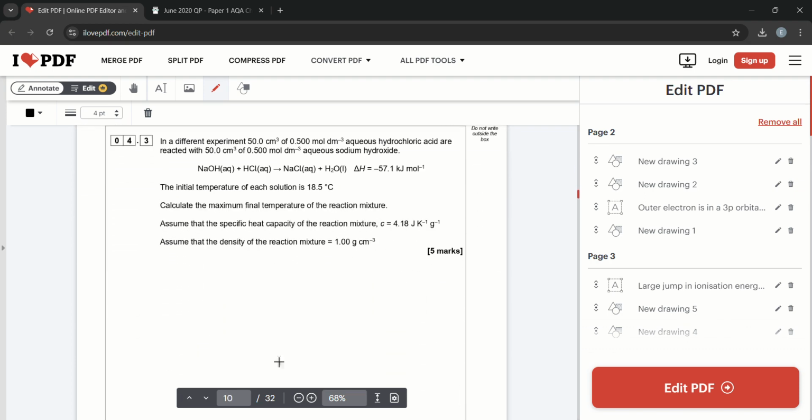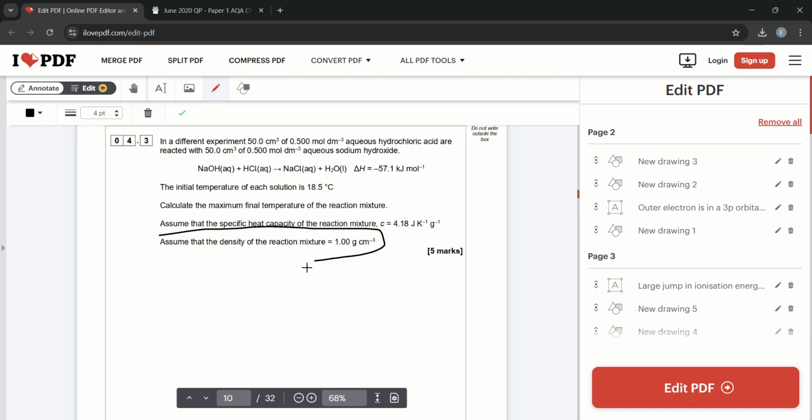4.3. In a different experiment, 50 cm³ of 0.50 mol dm⁻³ aqueous hydrochloric acid is reacted with 50 cm³ of 0.5 mol dm⁻³ aqueous sodium hydroxide. Delta H is -57.1 kJ mol⁻¹. Calculate the maximum final temperature of the reaction mixture. Assume that the specific heat capacity of the reaction mixture is c = 4.18 J K⁻¹ g⁻¹, and assume that the density of the reaction mixture is 1 g cm⁻³.